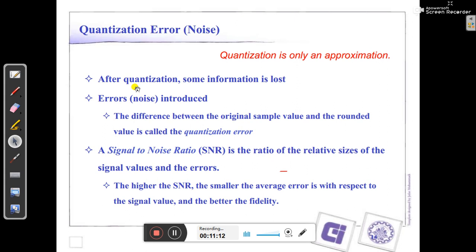After quantization, some information is lost. Obviously when you quantize an amplitude value, some information might be lost. Errors are introduced. The difference between the original sample value and the rounded value is called quantization error. And the signal to noise ratio is the ratio of the relative sizes of the signal values and the error. The higher the SNR, the smaller the average error is with respect to the signal value, and the better the fidelity. So we'll try to understand this part.